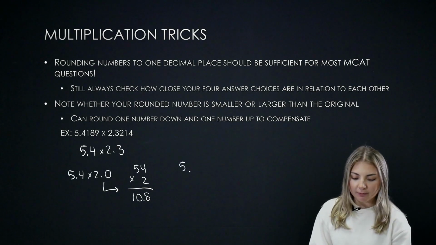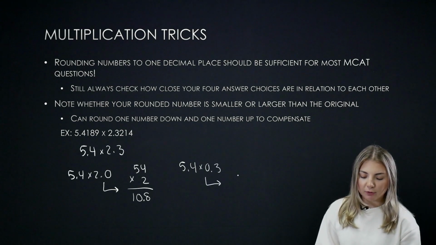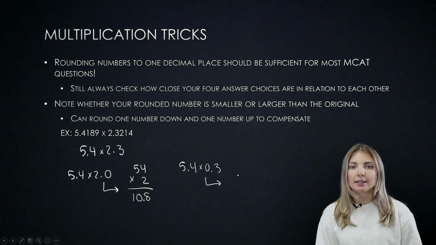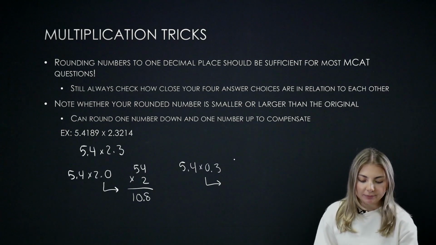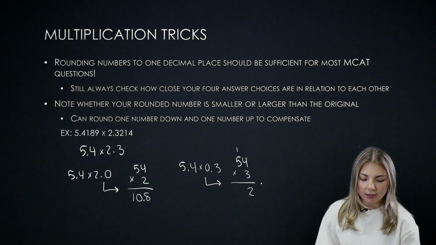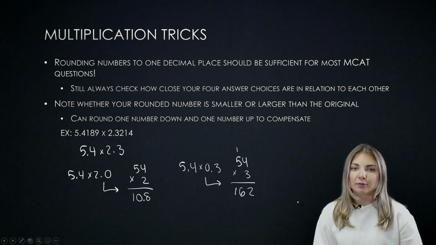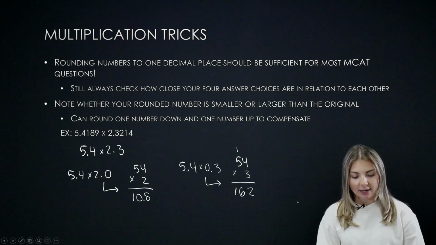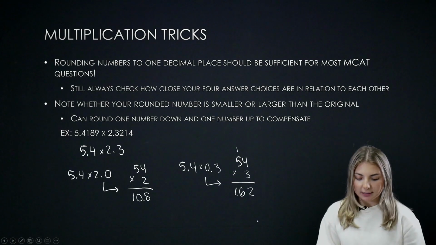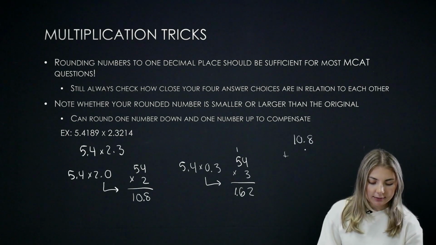So we'll do 5.4 times 0.3. And we can move the decimal point in both 5.4 and 0.3 one to the right to make this easier. So we'll have 54 times 3. And 4 times 3 is 12, carry that 1. 5 times 3 is 15, plus 1 is 16. And then because we moved the decimal point twice, we'll move it twice back to the left. So we'll have 1.62. And then we're just going to add the 10.8 plus 1.62 together.